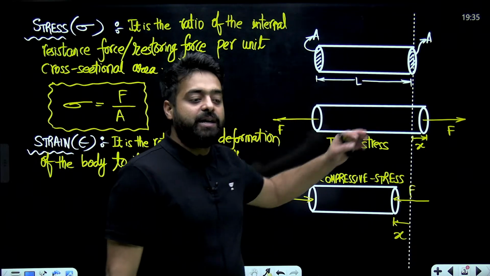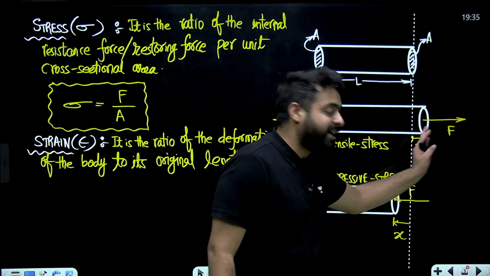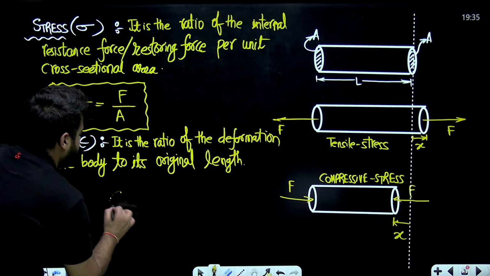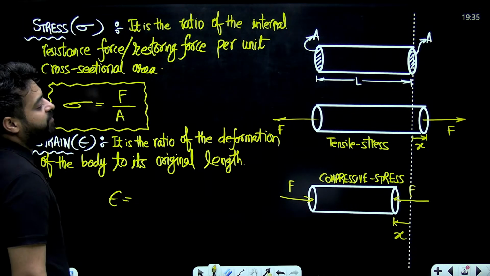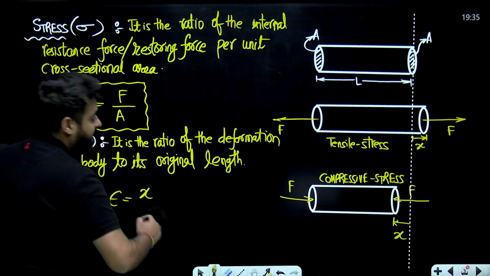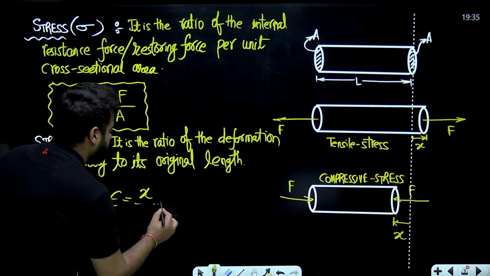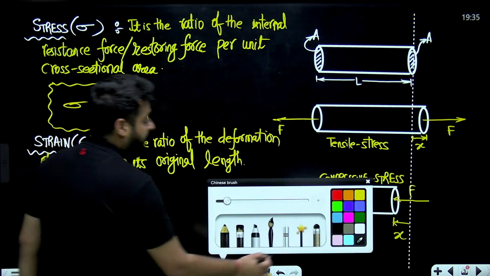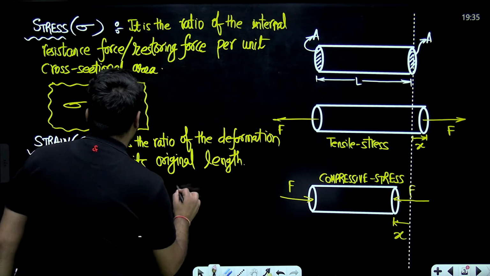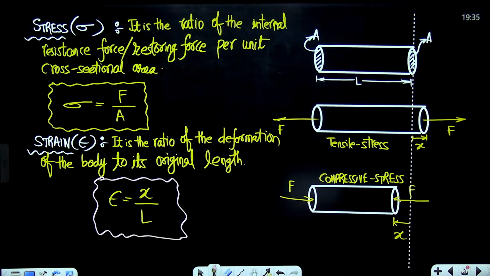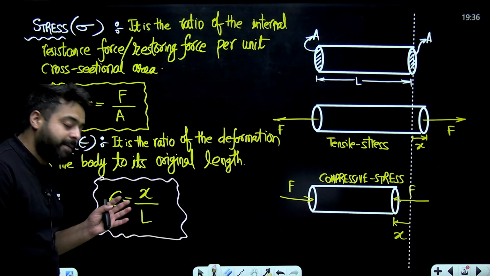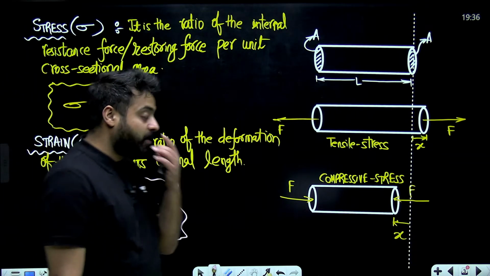The original dimension is L. If you apply a force, it gets extended by some amount X. That's it. So the strain is the deformation, which is the amount X, maybe in the positive direction or the negative direction, to the original length L. So that is your strain. So strain becomes a dimensionless property, as you can see. It is basically the deformation with respect to length.